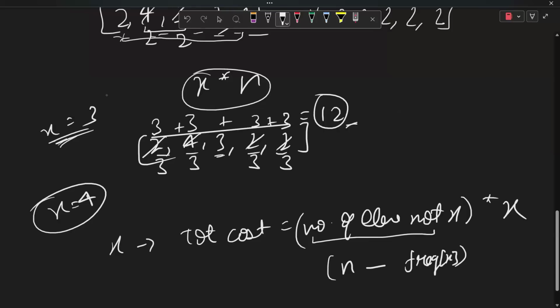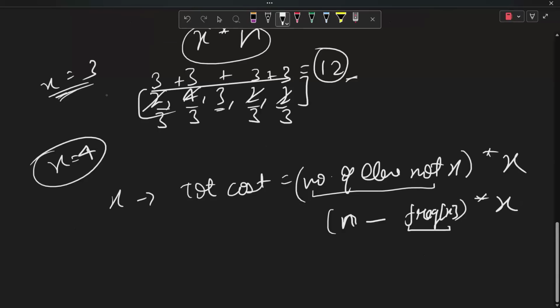If we can calculate the frequency of any element, we can say there are that many, the frequency of x many elements, which are equal to it. So if you subtract that from n, we will get the number of elements not equal to x. This multiplied by x would be our total cost. So our cost is this for a given x.